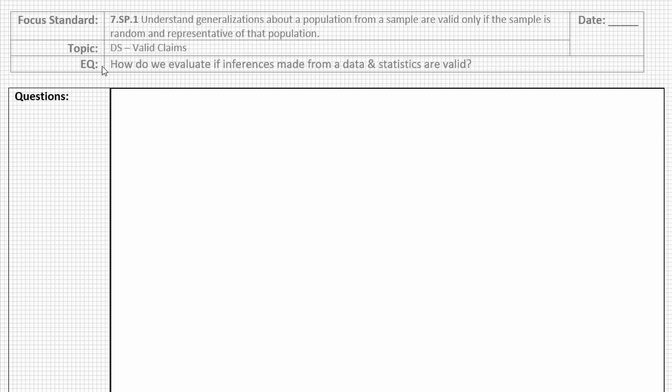Our essential question is, how do we evaluate if inferences made from data and statistics are valid? Please take a moment, pausing the video if you need to, to copy down the topic and the essential question into our header, along with today's date. Set up your question column and your note column, and resume the video when you're ready to begin.